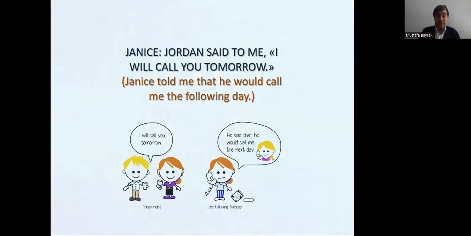Okay, for example, yes, there are two pictures. In the first picture, "I will call you tomorrow." In the second picture, he said that he would call me. Will has become what do you see? He said that he would call me the next day or the following day too. You can use either of them. Either one is fine. Yes, he would call me the next day or the following day.